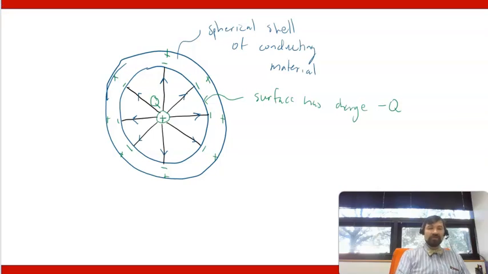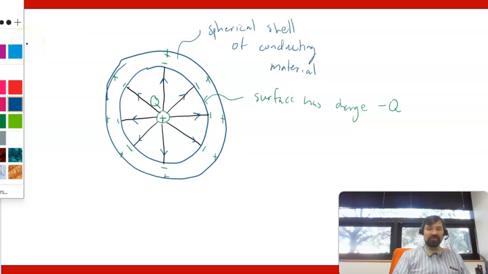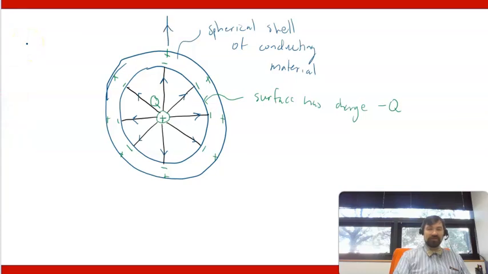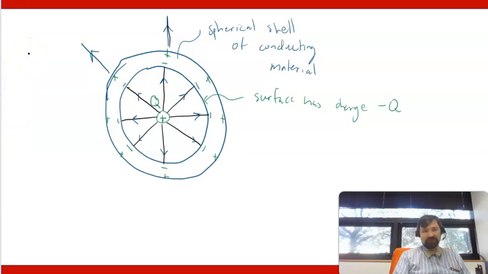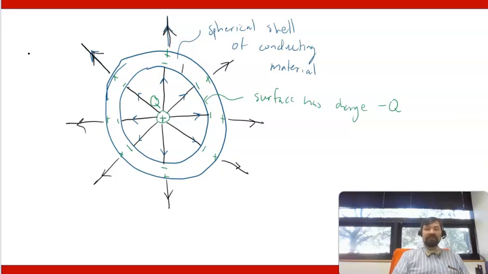And those plus charges, in turn, must each generate a set of field lines, which may look like this. So we get a field line here, a field line here, a field line down here, and so on, all around. So basically I have E equals 0 inside the conducting material again, so this little shell.